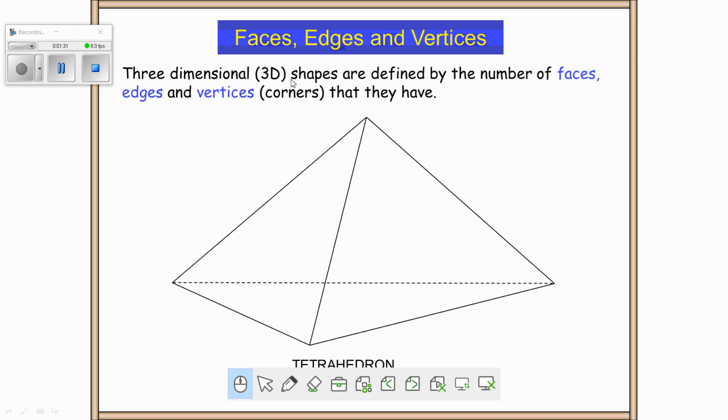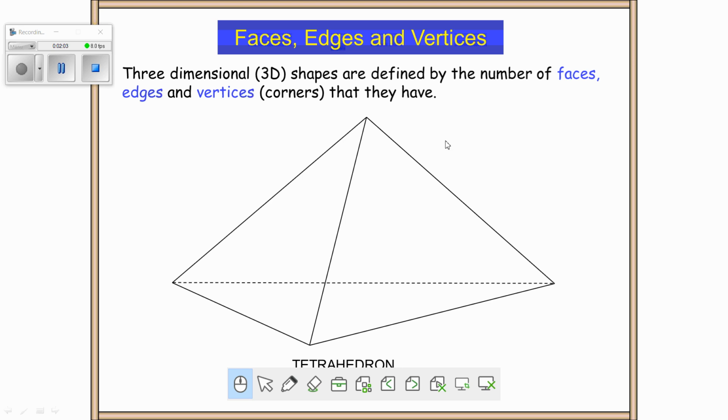Three-dimensional shapes, or 3D shapes, are defined by the number of faces, edges, and vertices, or corners, that they have. So, the 3D shapes are defined by the number of faces, edges, and vertices that they have. What do you mean by face? What do you mean by edge? What do you mean by vertex?